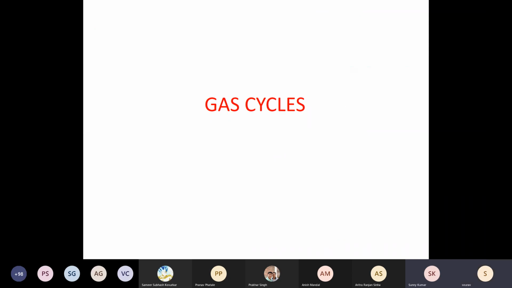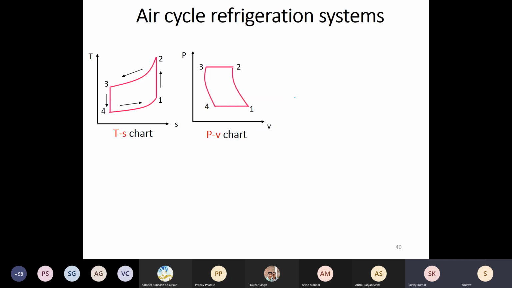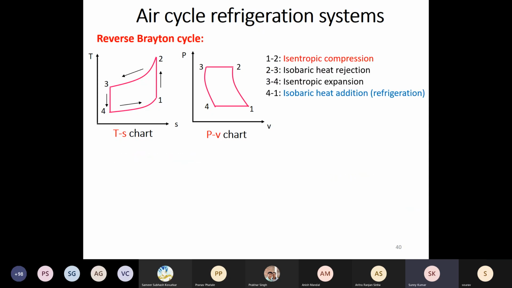So in the gas cycles, as I told you, we will look at two cycles, the reverse Brayton and the reverse Stirling cycle. So does anyone remember the Brayton cycle? What are the processes? Don't remember, then you don't have to think too much.